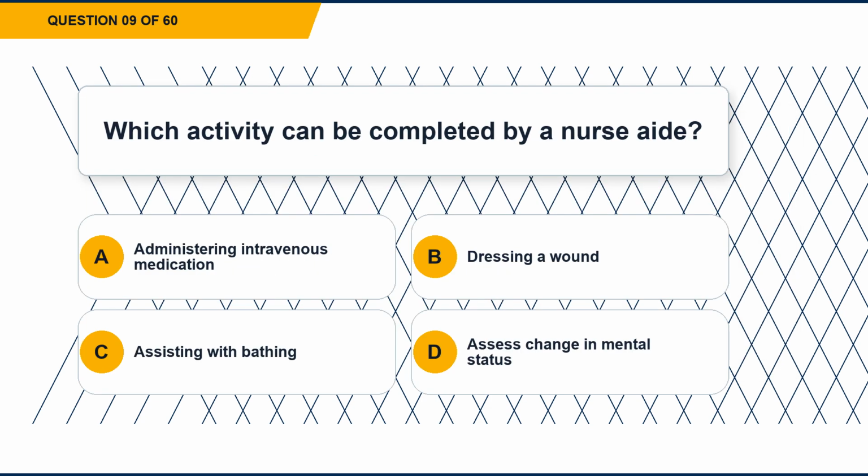Question 9. Which activity can be completed by a nurse aide? Option A. Administering intravenous medication. Option B. Dressing a wound. Option C. Assisting with bathing. Option D. Assess change in mental status.